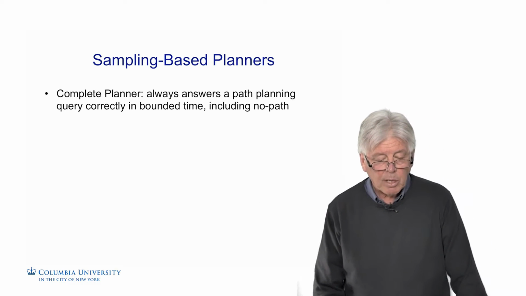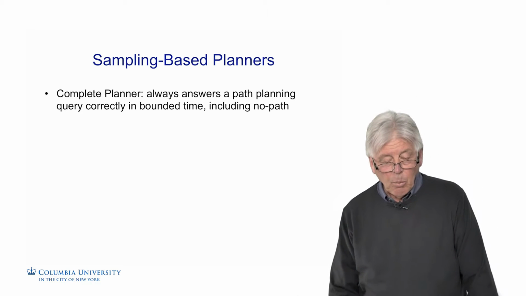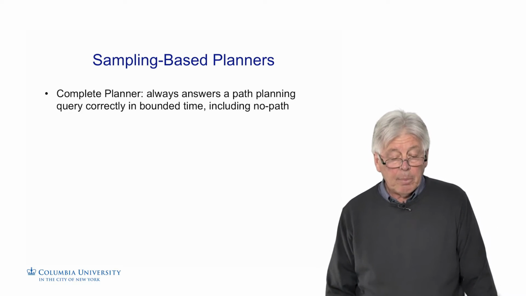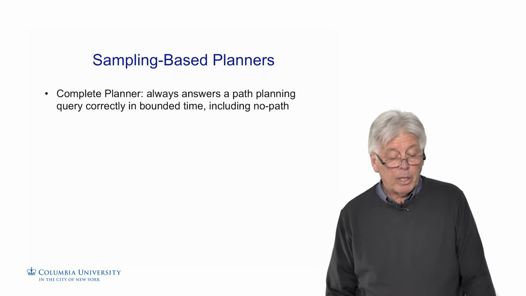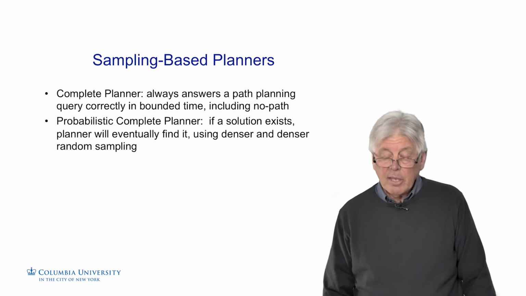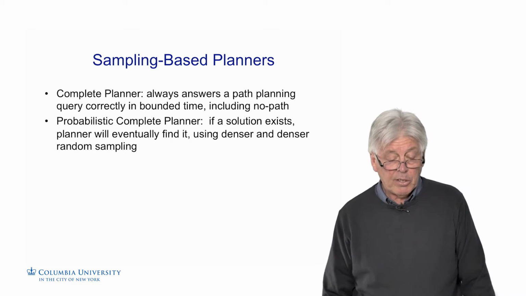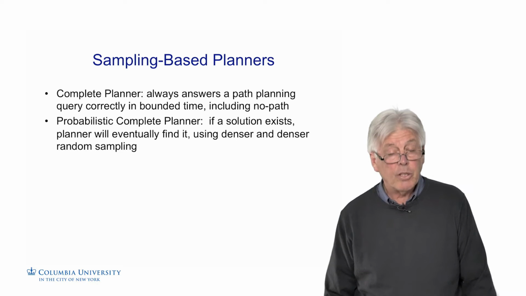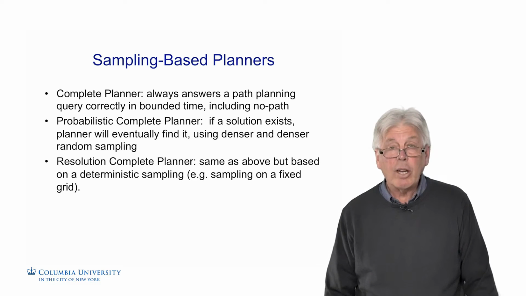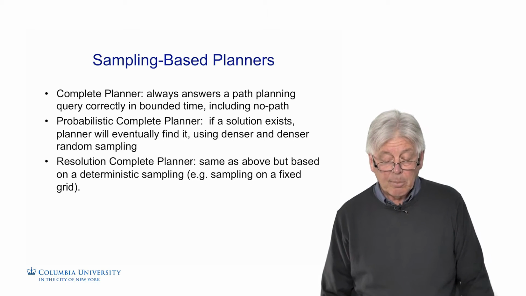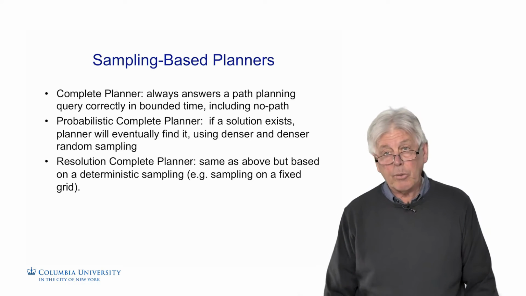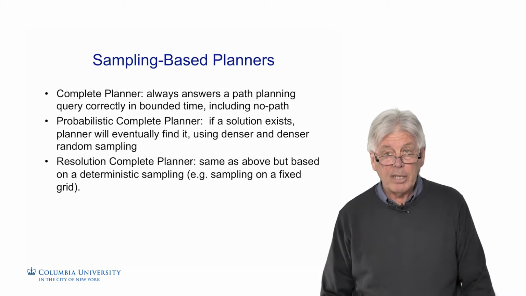So one other thing we want to talk about with sampling-based planners is the idea of completeness. A complete planner always answers a path planning query correctly in bounded time, including if there is a path at all. A probabilistically complete planner, if a solution exists, will eventually find it using denser and denser random sampling. But you may have to sample for a very long time to cover the whole space. There's also the idea of a resolution complete planner, which is the same as the above, but based on deterministic sampling, e.g. sampling on a fixed grid. So at the resolution of the grid, you can sample every possible place, and then you'll know the answer to your question.